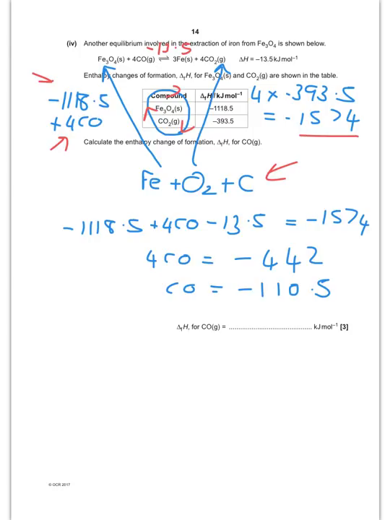And when you times that together, that comes to minus 1,574. This arrow and this arrow are going in the same way, so you put those on the same side of the equation, and that equals this value here where the arrow is going the opposite way. Rearrange, remember to divide by 4, and you get minus 110.5 kilojoules per mole.